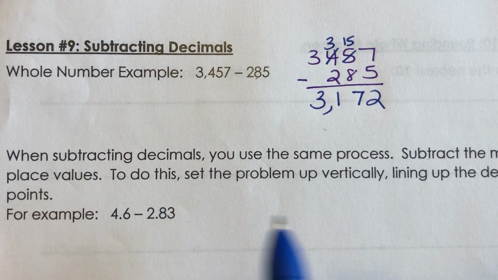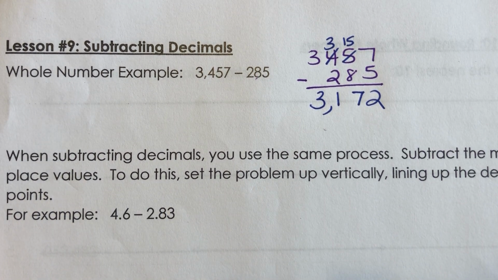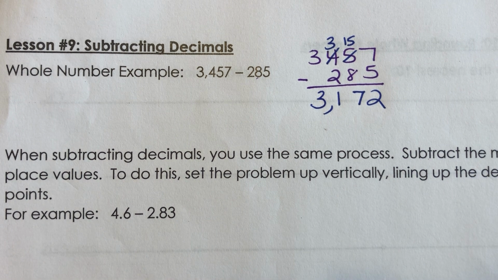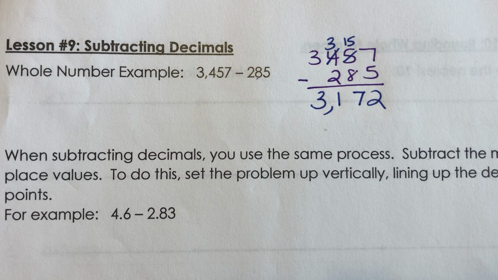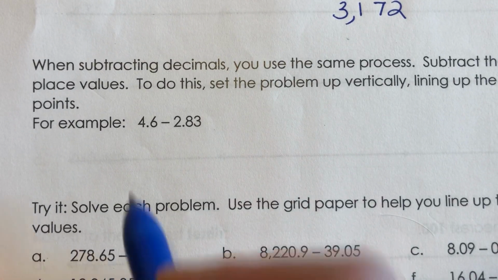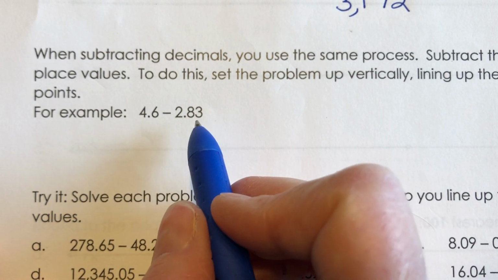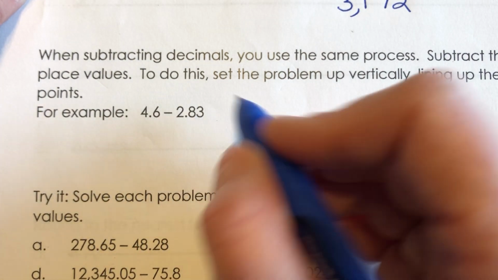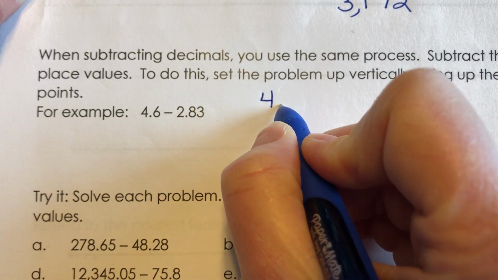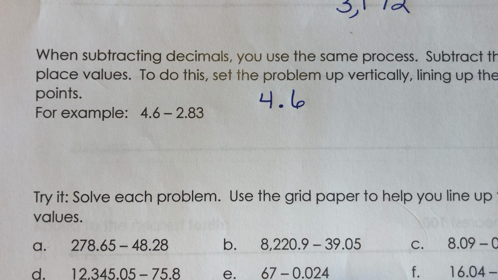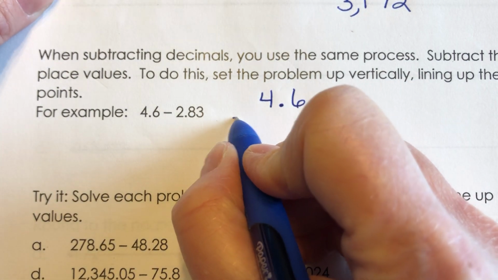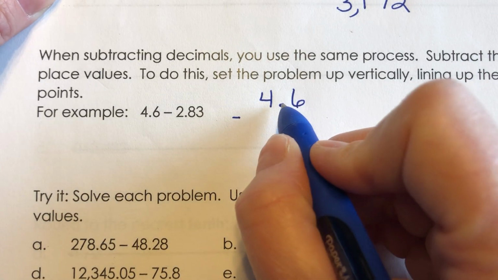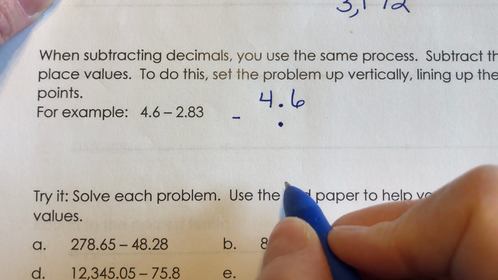When subtracting decimals, you use the same process. Subtract the matching place values. To do this, set the problem up vertically, and you just line up the decimal points. So if you have 4 and 6/10 minus 2 and 83/100, I need to write the 4.6 in the top spot because I can't change the order that I subtract. And when I go to subtract 2 and 83/100, I need my decimal point to be in the same spot.